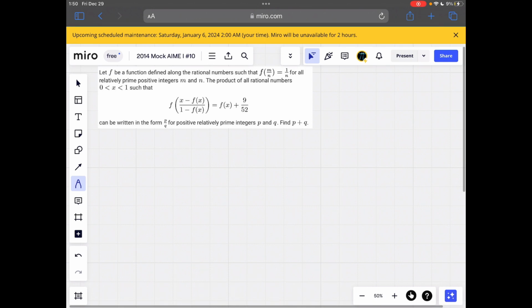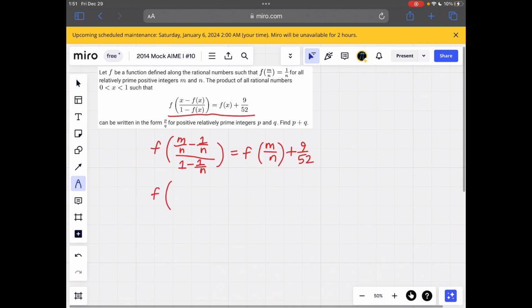Let's look at this equation once again. We have (f(x) - f(x))/(1 - f(x)) equals f(x) + 9/52. I suggest we let x equal m over n for relatively prime positive integers m and n. It would be easier to rewrite the equation in terms of m and n, because then we know what f of x is equal to. It's equal to 1 over n. So if we let x equal m over n, then (f((m-1)/(n-1)) - 1/n)/(1 - 1/n) equals f(m/n) + 9/52.